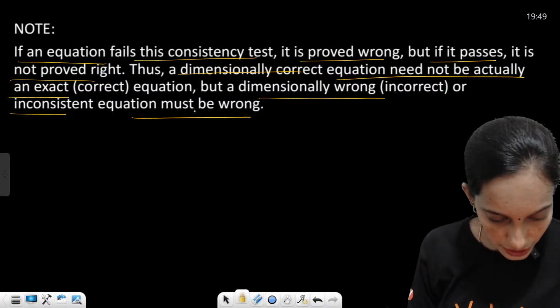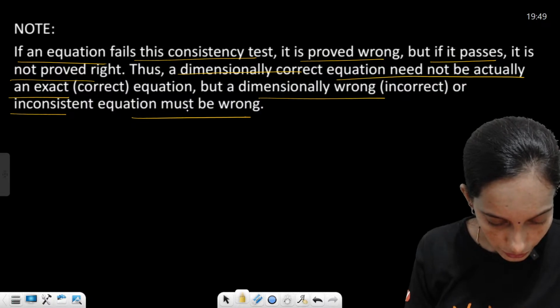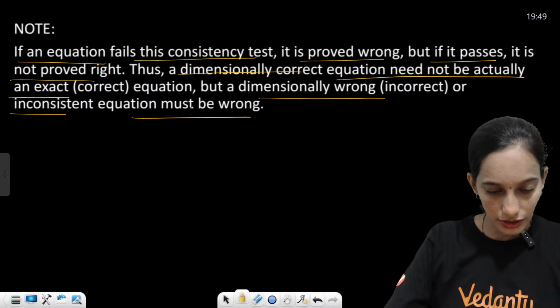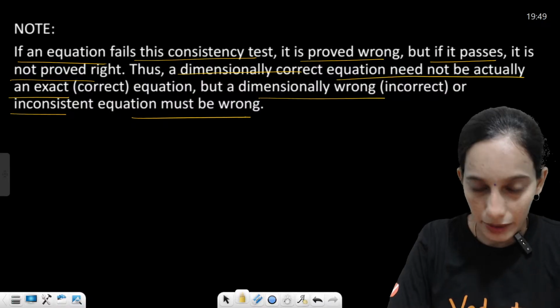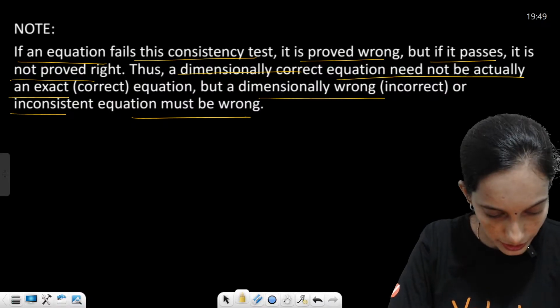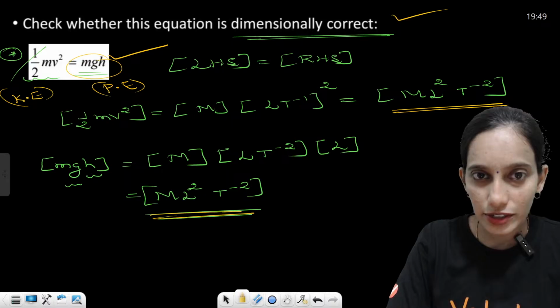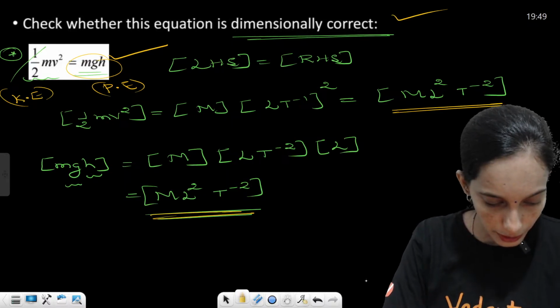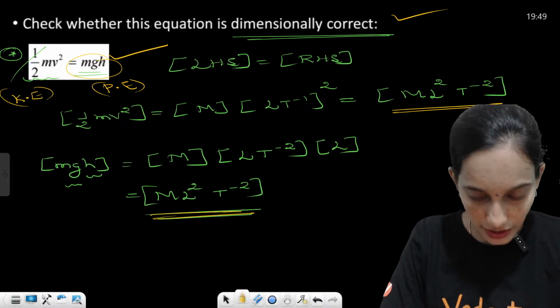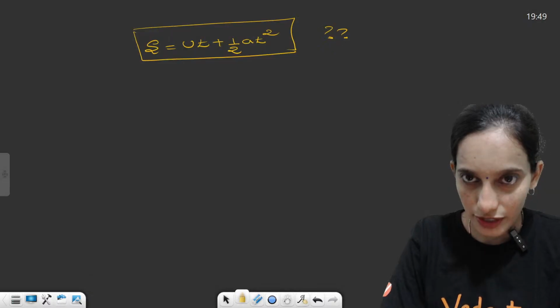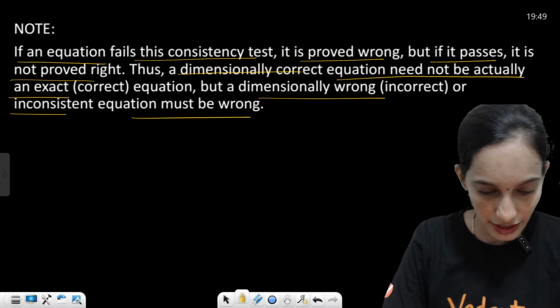Yes, I appreciate your effort of trying the previous dimensional problem, that is Chinni. So you are trying to get the dimension of half mv square problem. It's very much appreciated. Thanks for your involvement in the class. Hope you learned as well equally.